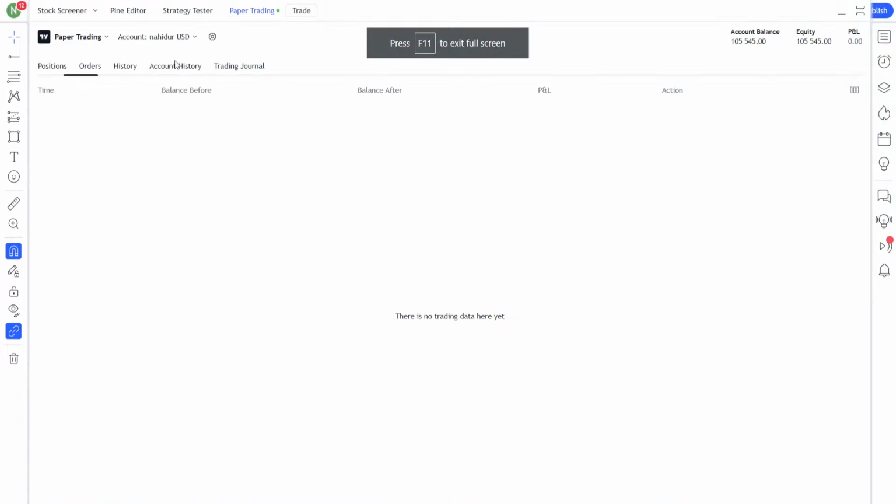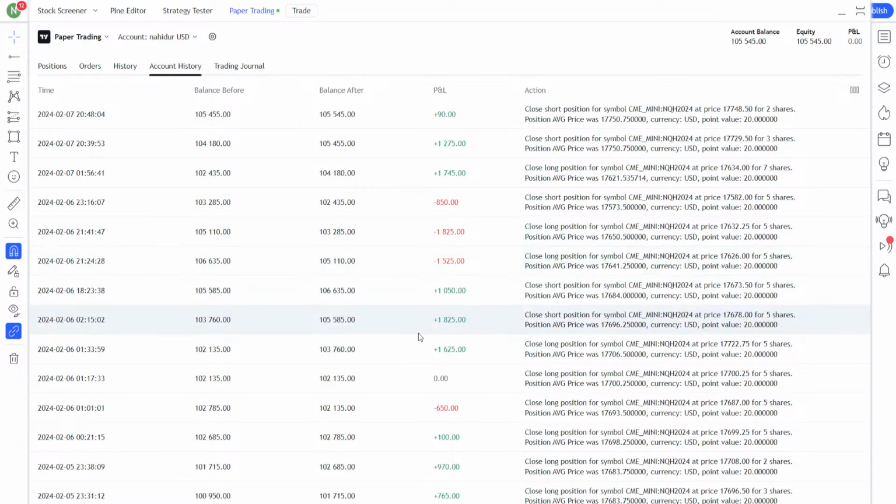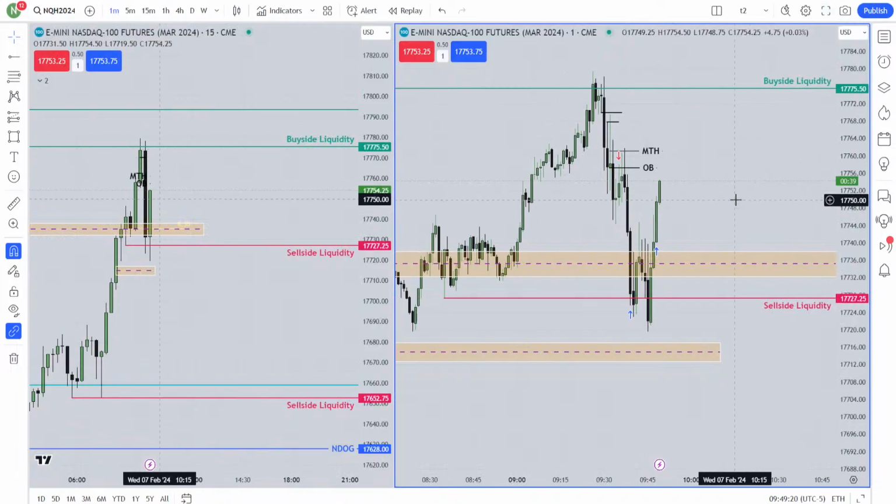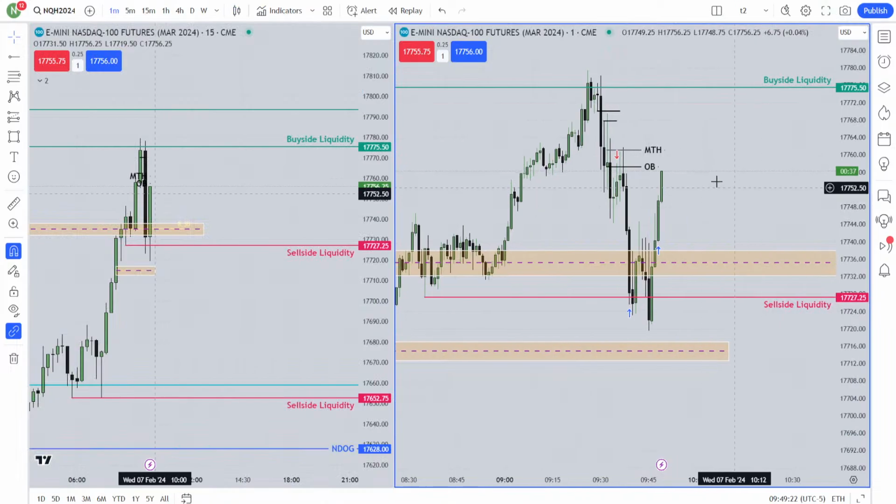I'm not going to reset my paper account until this week finishes. So this was yesterday's loss, three losses in a row. Yesterday I took five entries: 1, 2, 3, 4, 5. This one and that one were profit, and this is today's entry. I took the entry at 9:30. I will explain the entry first, then I will talk about the price action.